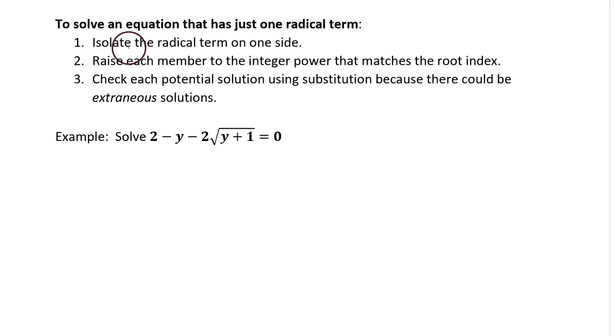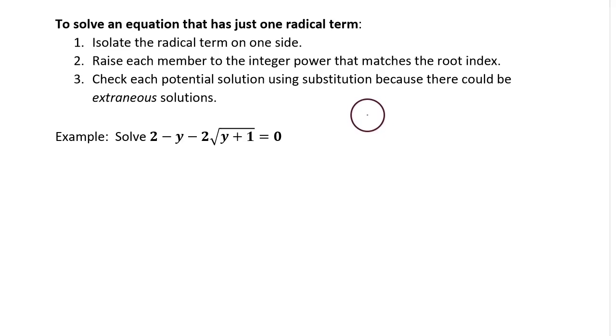Number one, get the radical term alone on the left side. Step 2, raise each member to a power that matches the root index. That will remove the radical. So if it's a square root, you raise to the second power because squaring cancels away square root. If it's a cube root, raise to the third power because cubing cancels cube root, and so on.